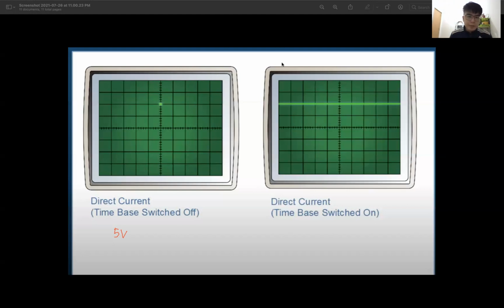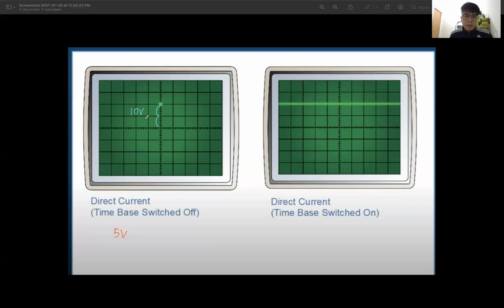Okay, so if you want to take the reading, it depends on what your gain is. What is the gain? How many volt per division? So if it's 5 volt per division, so 1, 2, that's 10 volt. Then your DC is 10 volt.